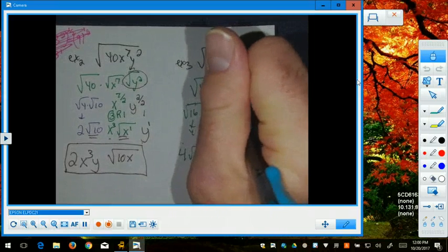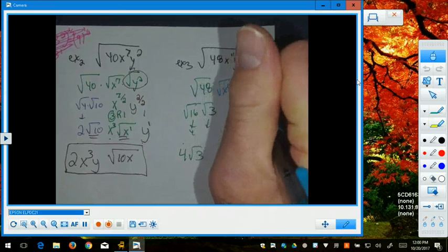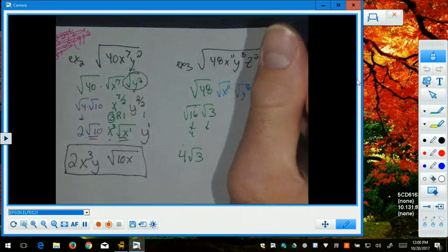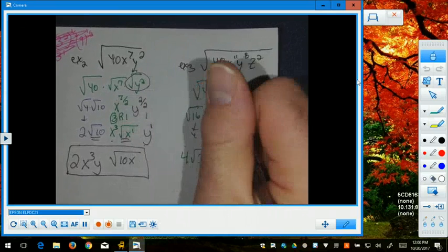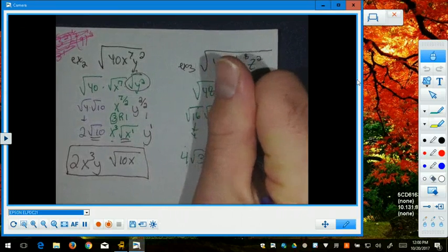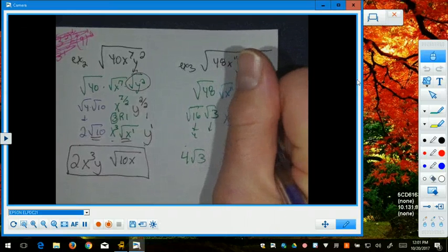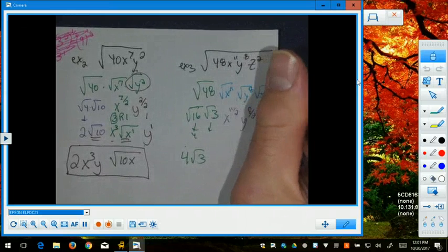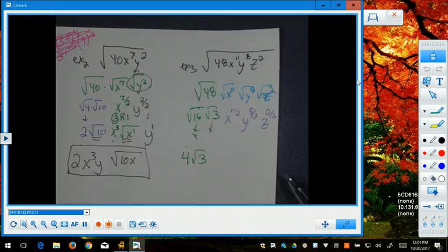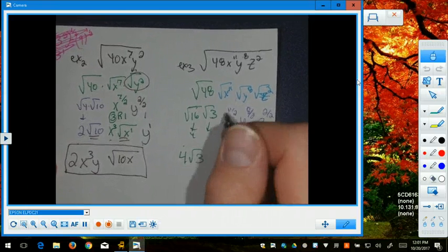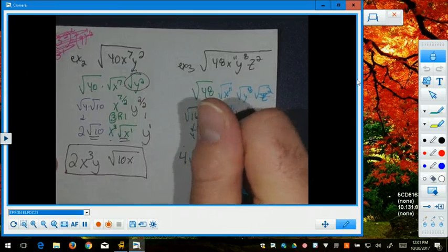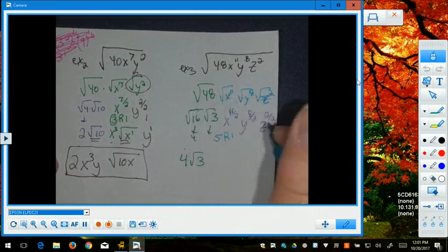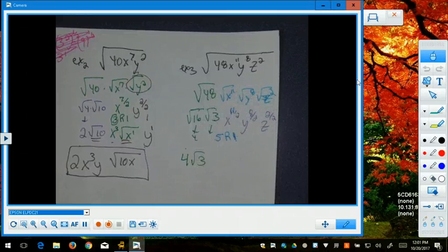The square root of x to the 11th, square root of y to the 8th, and square root of z squared, I'm going to change to exponential form. This is x to the 11 halves, y to the 8 halves, z to the 2 halves. Two of these work out really nicely. This one, however, 2 will not go into 11. It goes into 11 5 times with a remainder of 1. It does not go in evenly.